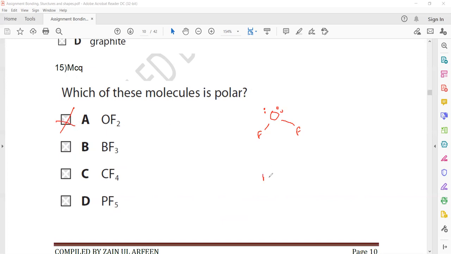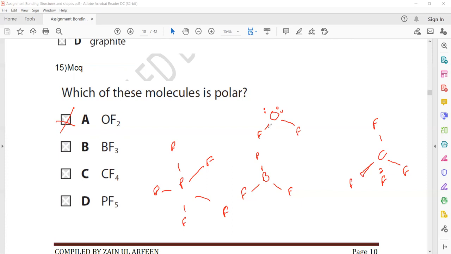But BF3 will be trigonal planar, so it will be symmetrical. And CF4 will be tetrahedral. Bonds are polar, but the molecule is symmetrical, so it cannot be C. And PF5 will be trigonal bipyramidal, so there is symmetry. That's why the bonds are polar, but the molecule overall is non-polar due to symmetry.